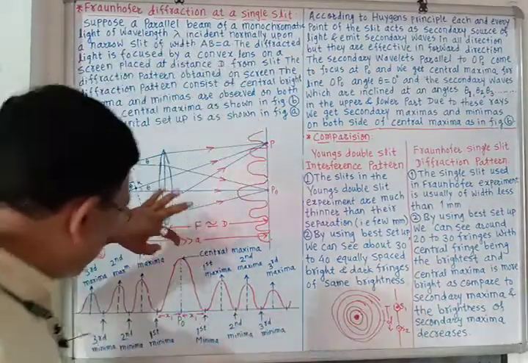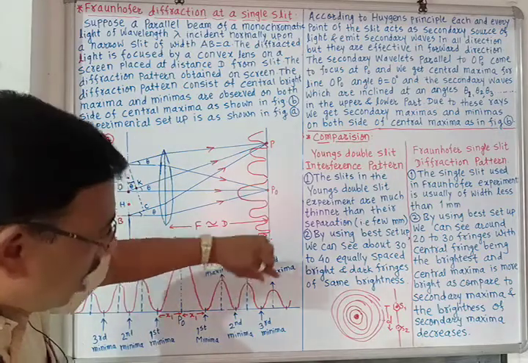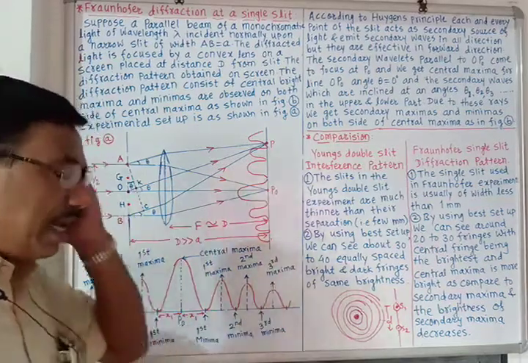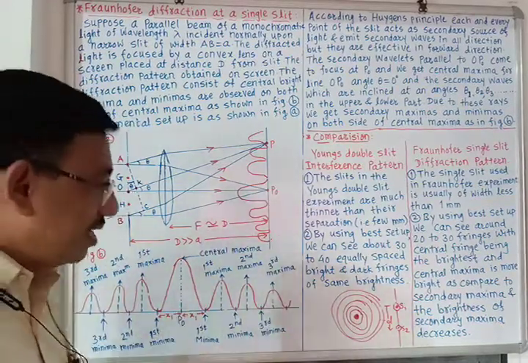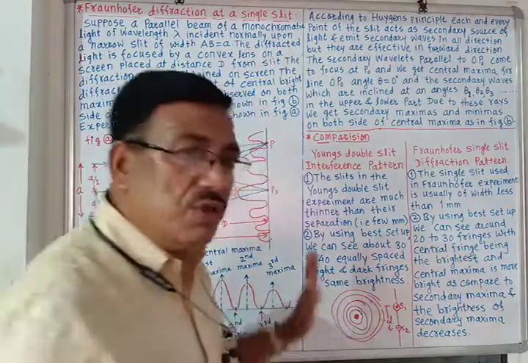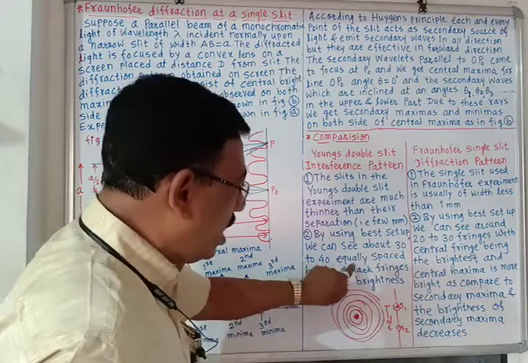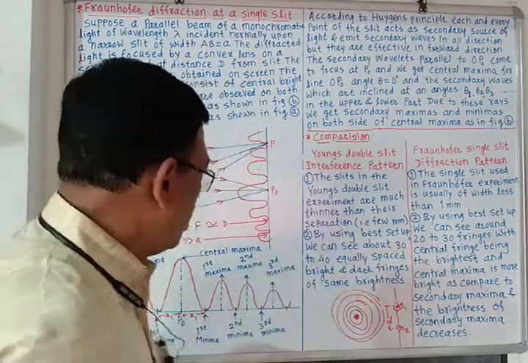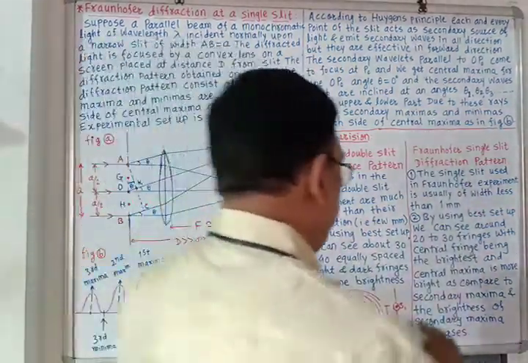पण इथं फक्त सेंट्रल मॅक्झिमाच ब्राईट असतो, नंतर हा कमी ब्राईट, अजून त्याच्यापेक्षा हा कमी, जसं जसं मॅक्झिमा नेक्स्ट जाणार तसं इंटेन्सिटी आणि ब्राईटनेस goes on decreasing. But here this is not happening. Okay, by using best setup we can see about 30 to 40 equally spaced bright and dark fringes of same brightness. Now see what is in the Fraunhofer single slit diffraction.